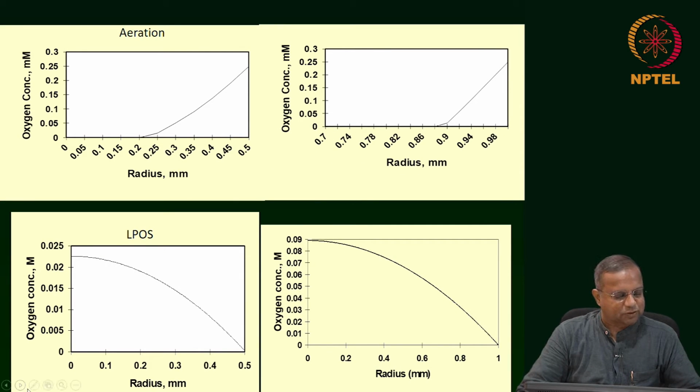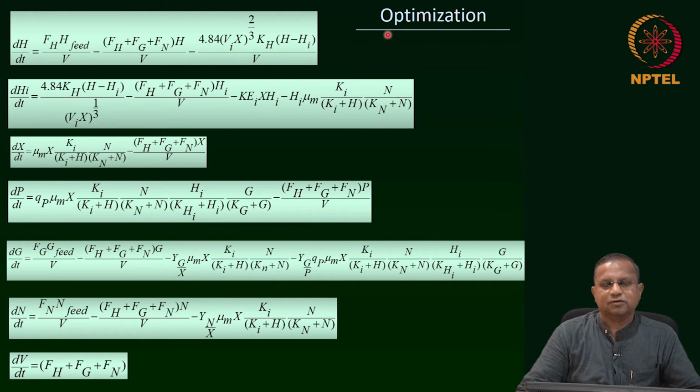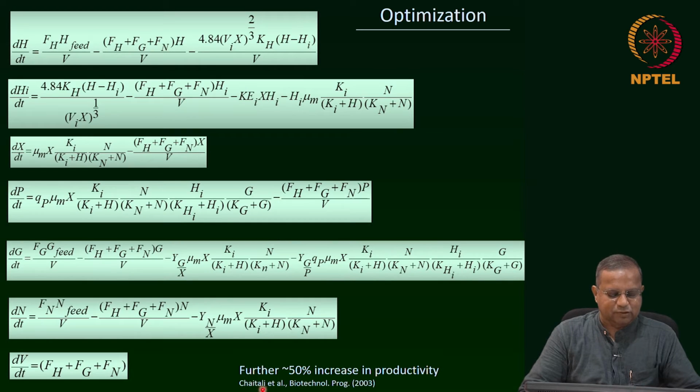Okay. So, here, this was the optimization balances, all these are balances. This is the accumulation term and these are the various input, output and so on terms. All these were written, and when the optimization was done with the details given in that paper, there was an increase in productivity by about 50%.